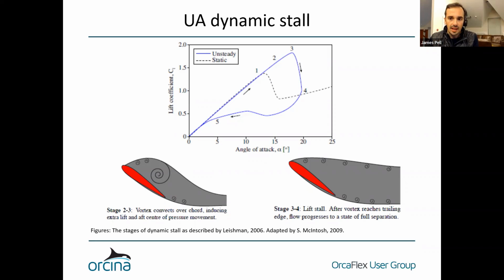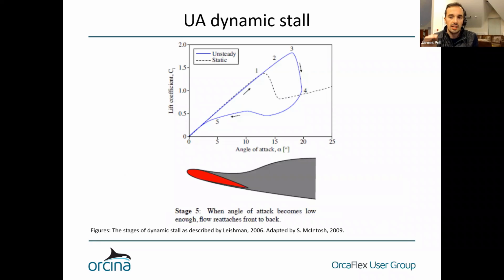And then also you'll see if you pitch the blade back to reduce the angle of attack quickly, that you'll see a delay in the recovery of lift. So that's 4 to 5 on that blue curve there. As you oscillate the blade, you'll travel around that blue loop there.